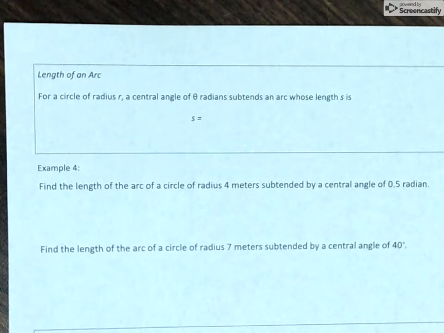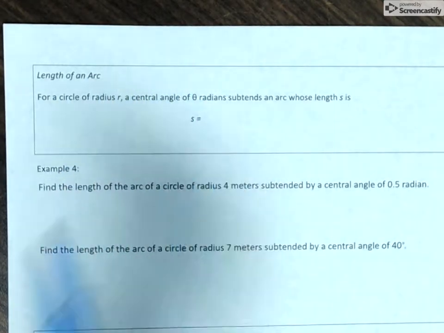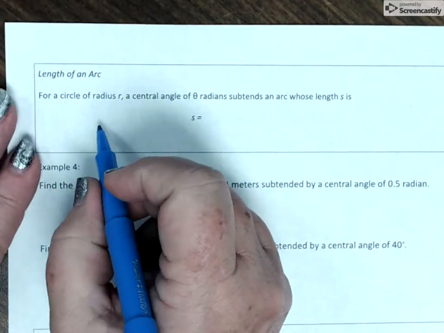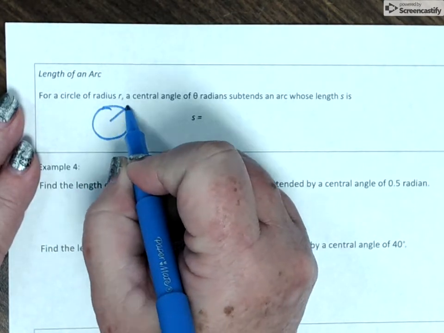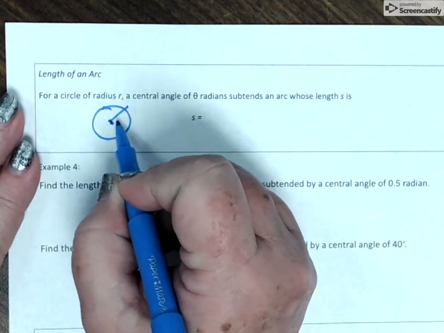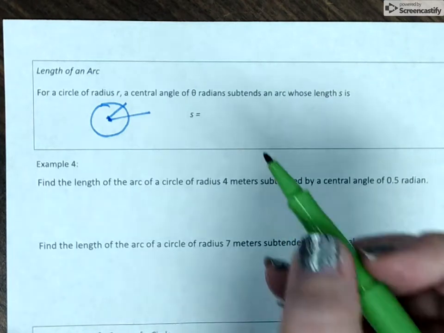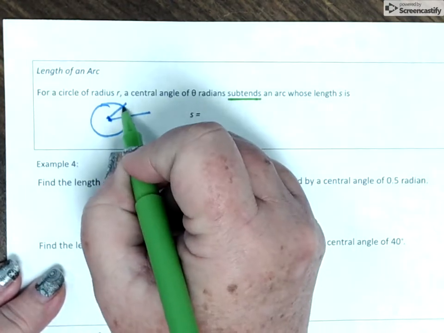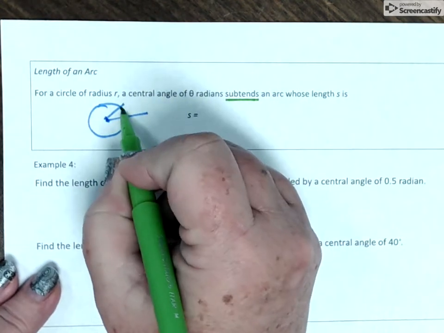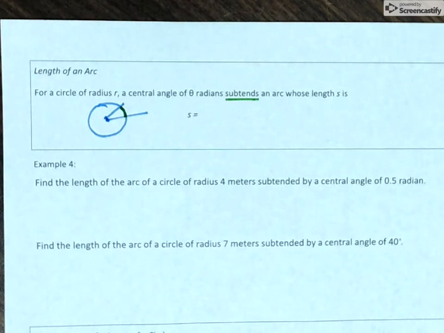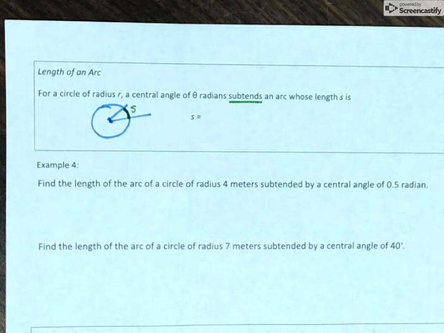Okay, so for this video, we're going to be determining the length of an arc. Now, just to clarify, when we have an arc, that means that we have a circle, and we have a central angle in that circle, which means that it goes to the center of the circle, and that angle does something we call subtending, which means it cuts off a piece of the circle, and that piece of the circle is called the arc. And what we're going to be finding is S, which is the length of that arc.